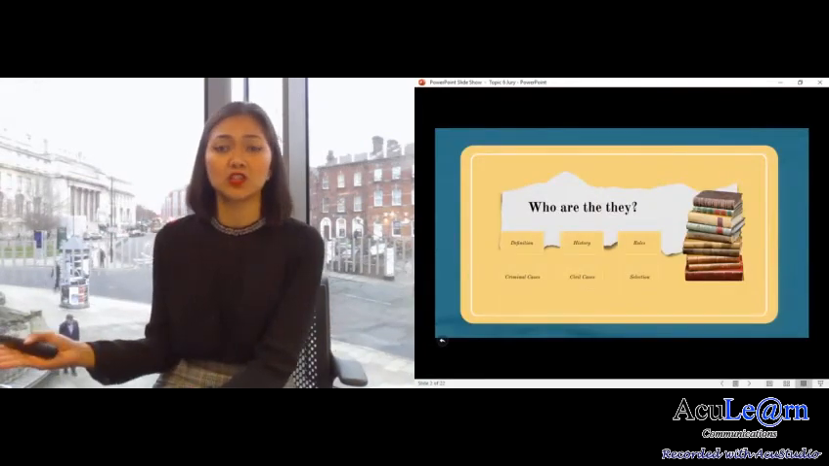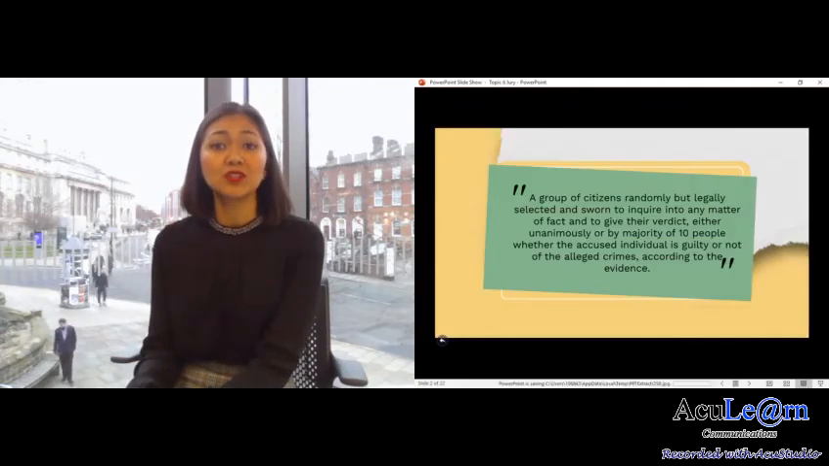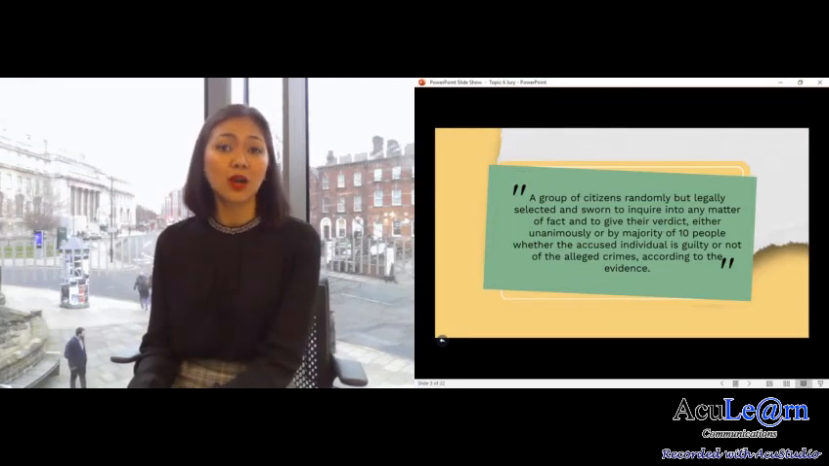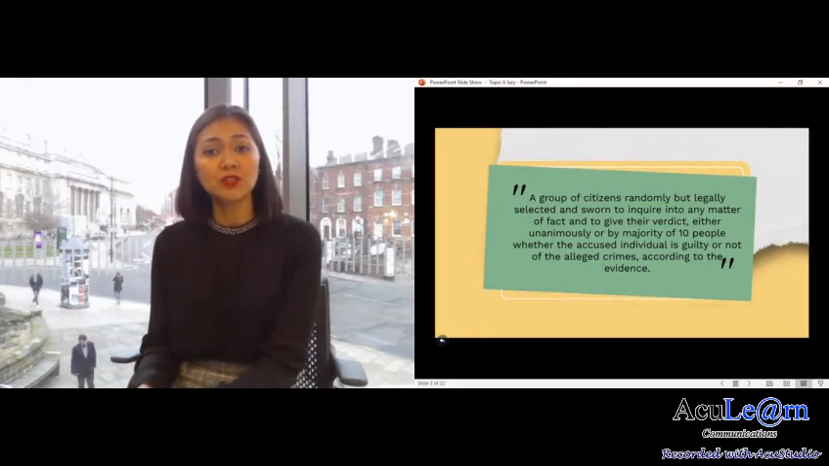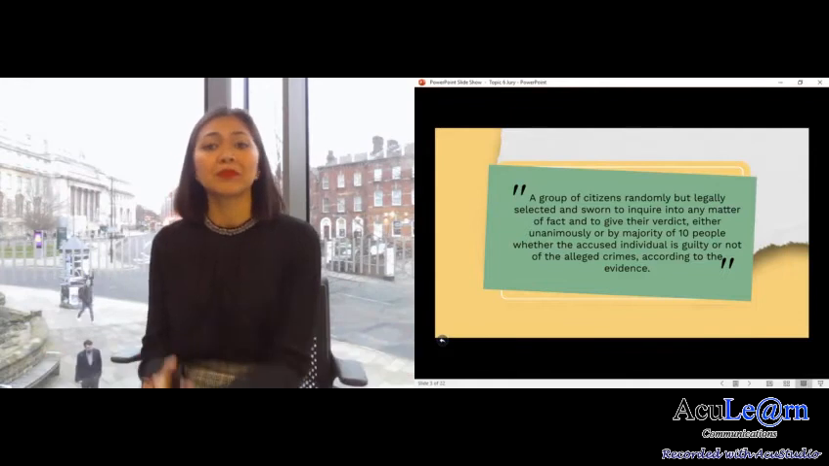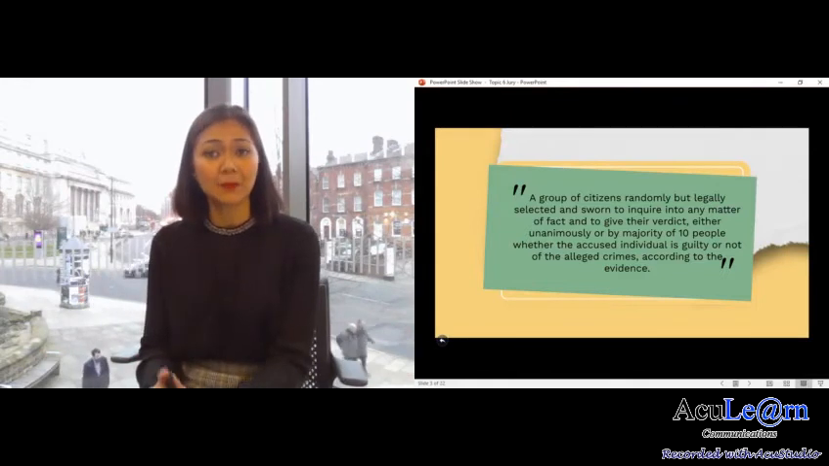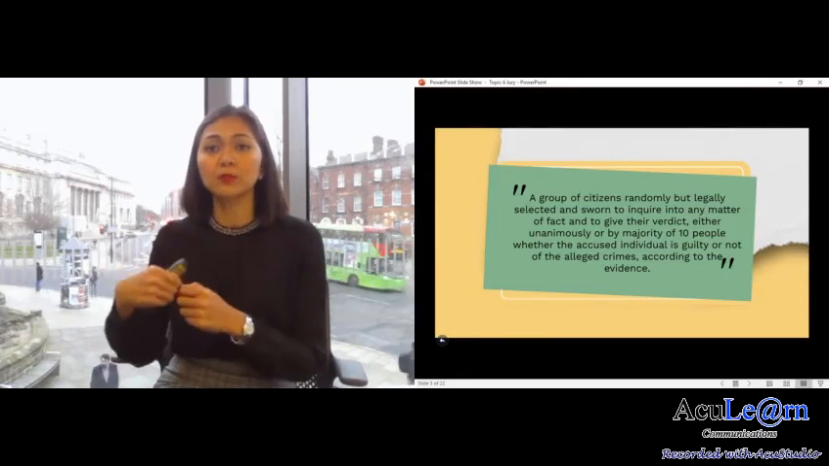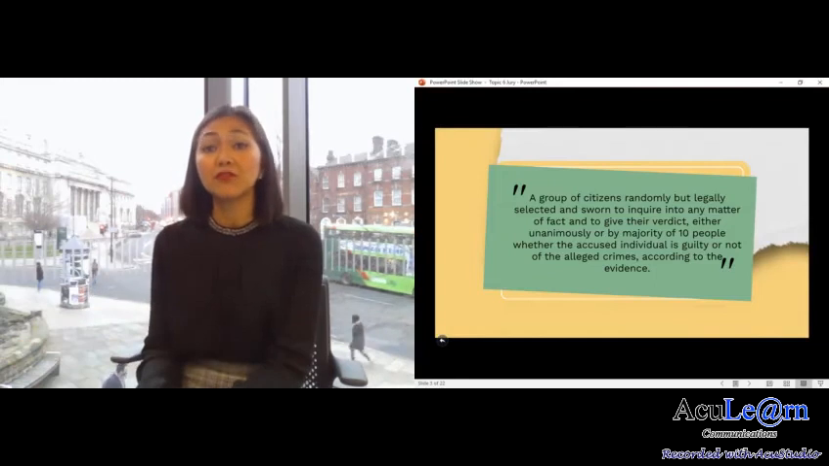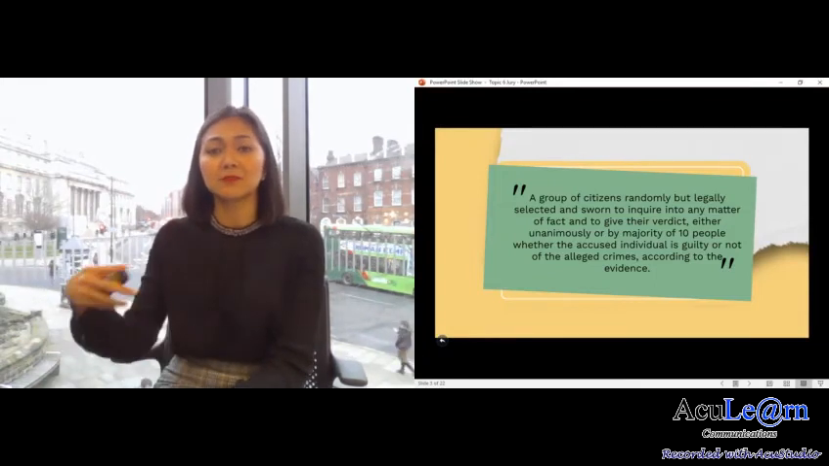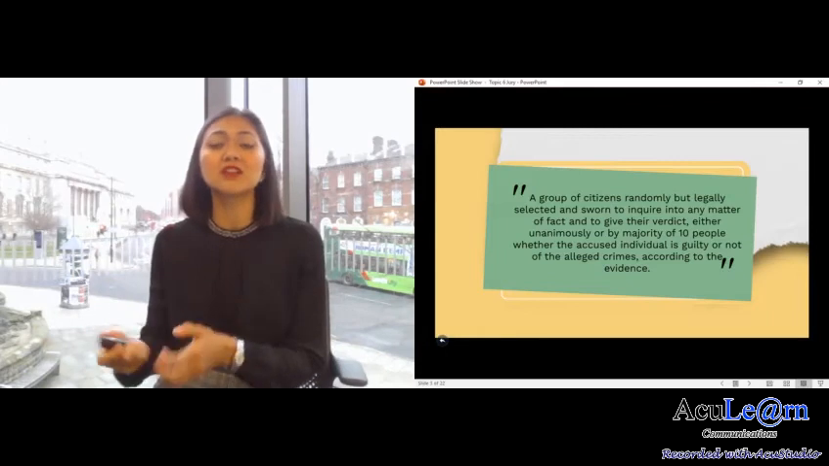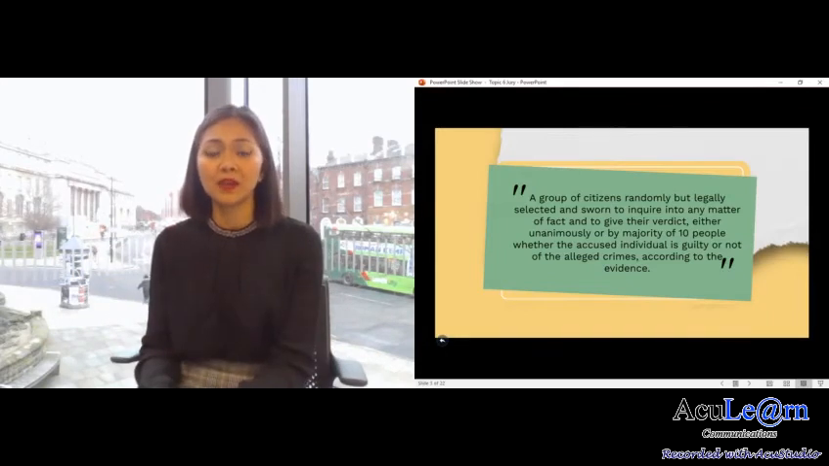So who are these juries? With regards to the definition itself, as you have seen in so many legal dramas or TV series, juries are essentially a group of citizens who are randomly selected but legally summoned. The electoral system will produce random names every fortnight, and their names are generated because they are registered voters in England. These citizens are sworn to inquire into any matter of fact.